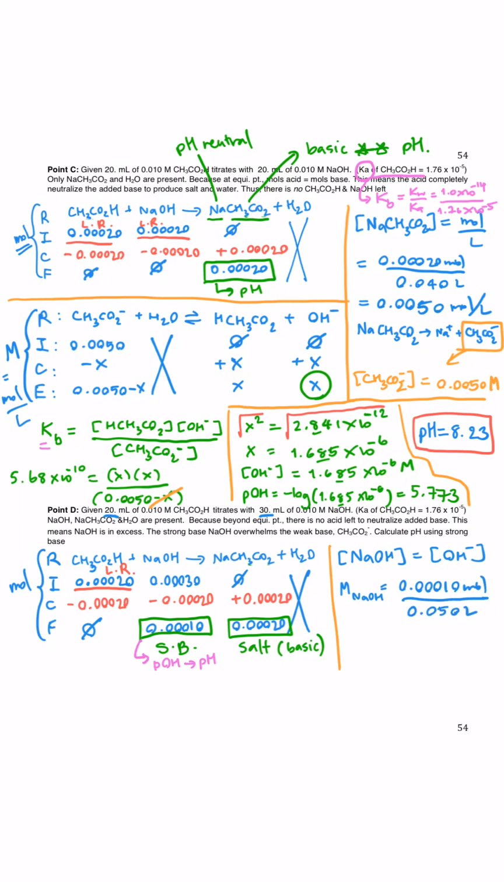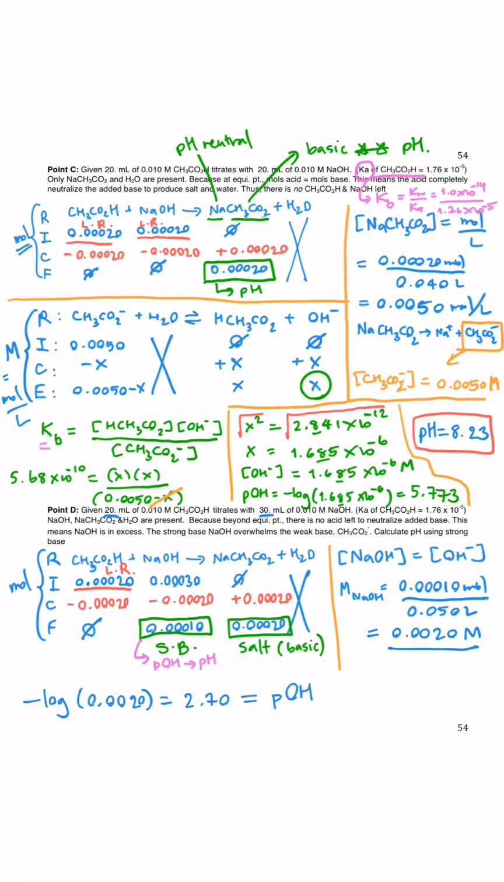And the concentration of sodium hydroxide will come out to be 0.0020 molar, which is the same as the concentration of hydroxide ion. Therefore, if you take the negative log of this value, the negative log of 0.002 molar, you are going to get 2.70, which is going to be the value of pOH.